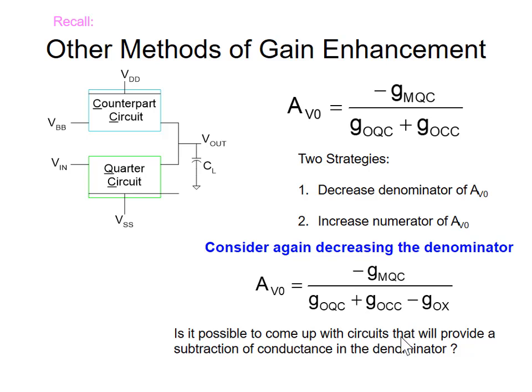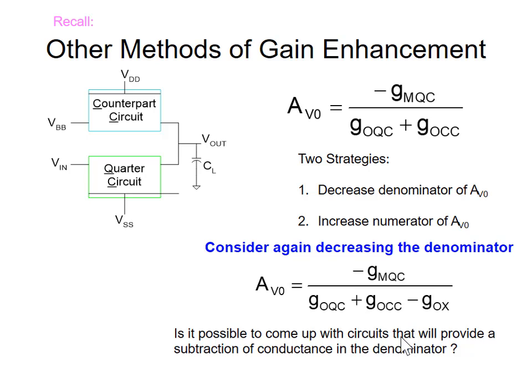Let's go back to decreasing that denominator. Now, I looked at a way of increasing that numerator. Can I do that in a cascode structure too? I used a simple quarter circuit. If I used a cascode quarter circuit, could I also excite both the quarter circuit and the counterpart circuit? Answer is yes. So we can go ahead and get the benefits that we had from cascoding if we wanted. Can I look at a regulated cascode structure? Answer is yes. Make sense? Folded cascode? Answer is yes.